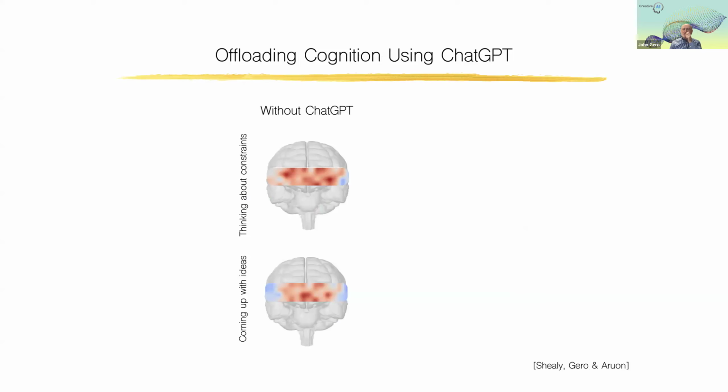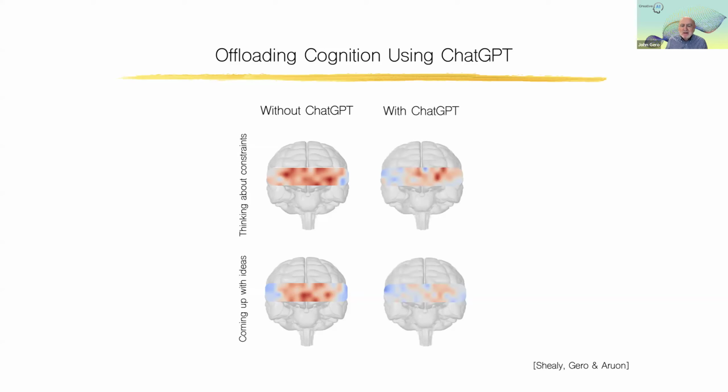Well, what happens if we use ChatGPT as our offloading cognition? So here's the activations across the prefrontal cortex, this part, the forehead and a little bit back, when we're thinking about the problem. And then when we're coming up with ideas, it focuses more in the middle. Let's repeat this. This is for a large number of people, by the way. With ChatGPT, when we're using it to tell us about constraints and so on, it changes and reduces the level of activity. But the more dramatic one is when you use GPT to come up with ideas. Basically, what happens is your brain does very little.